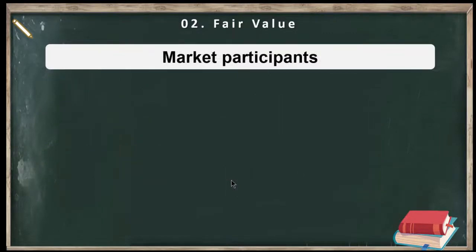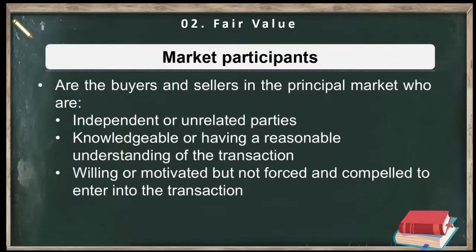And who are these market participants? Right? As mentioned earlier, this is the price agreed by the market participants. So the market participants are the buyers and the sellers in the principal market who are independent or unrelated parties, knowledgeable or having a reasonable understanding of the transaction, and it could also be those who are willing or motivated but not forced and compelled to enter into the transaction.